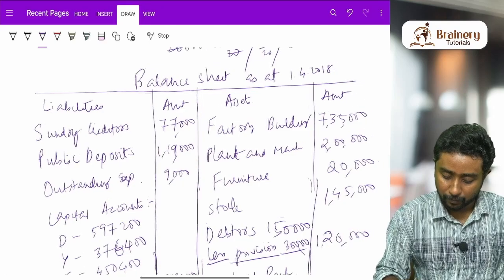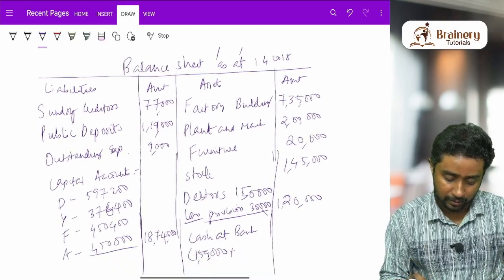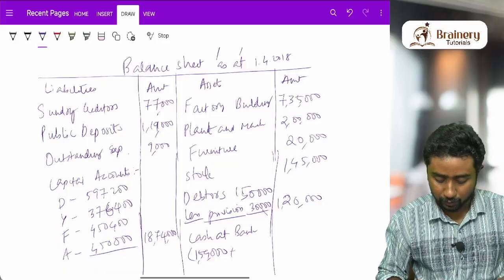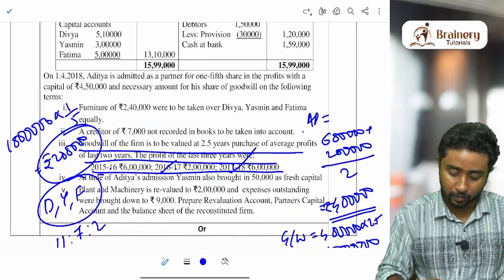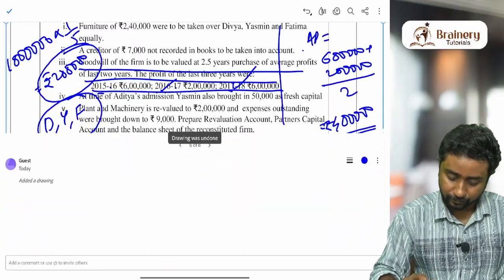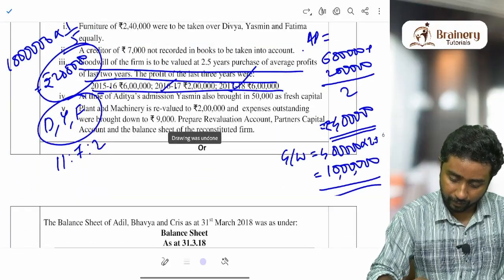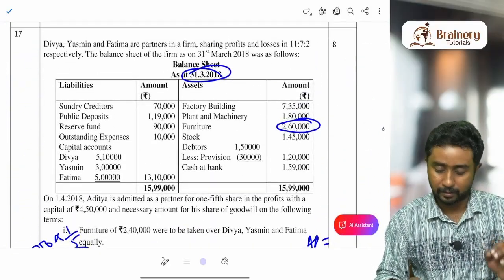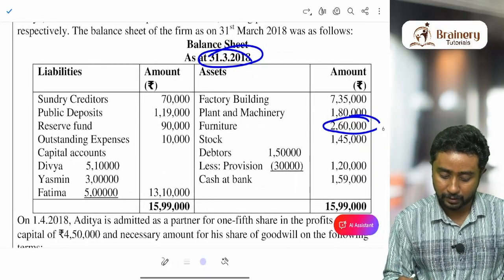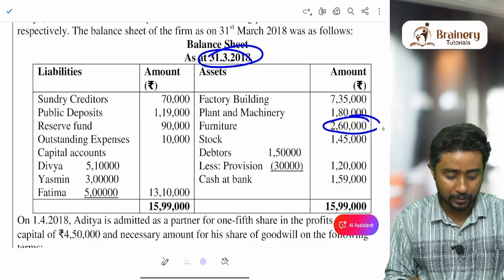I have already prepared a balance sheet, which is almost done. I will just explain how it is done. Basically, to prepare the balance sheet, you just go to the old balance sheet which is given there and check it. As you can see here, in the old balance sheet, sundry creditors is 70,000. So first you have to check in the old balance sheet if there is any value that changes.